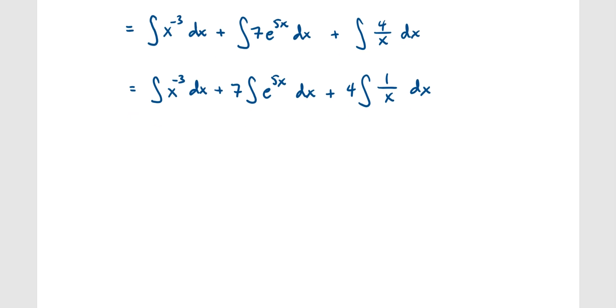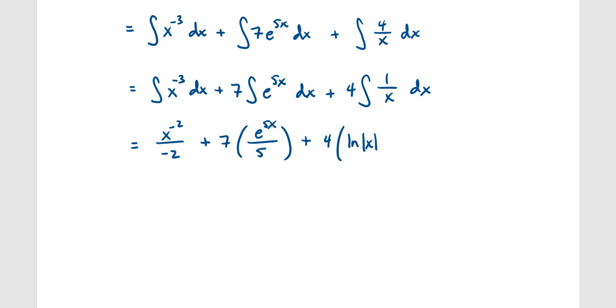So the integral of the first one is power rule. So we're going to add 1 to the exponent. Negative 3 plus 1 is negative 2. Divide by negative 2. And now we have plus 7 times the integral of e to the 5x, which is e to the 5x divided by 5, plus 4 times the integral of 1 over x. That's the ln of the absolute value of x.